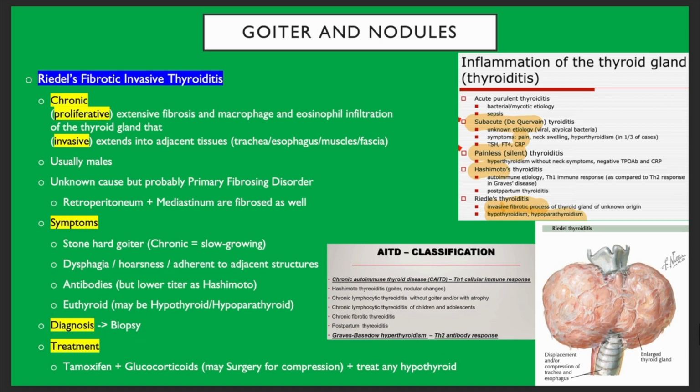The diagnosis is made by biopsy, so do the biopsy and you're going to see the fibrosis. And treatment, this is specialized, is tamoxifen with glucocorticoids. Maybe if it's too much compressing stuff, you can remove it with surgery and then treat any hypothyroidism. So that's another entity for thyroiditis, the fibrosing one. And Hashimoto. Okay, finally, Hashimoto.